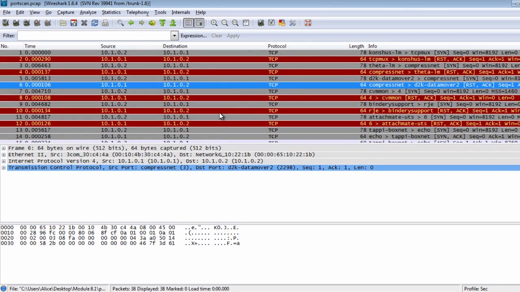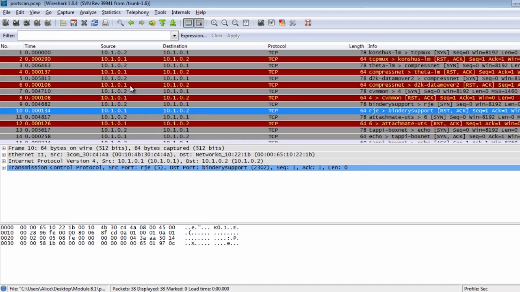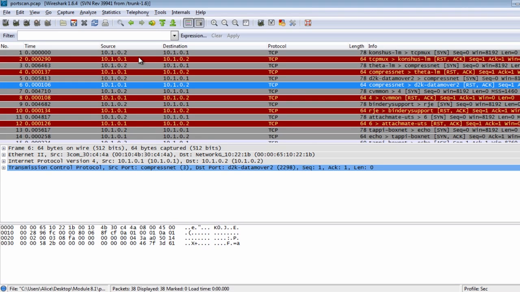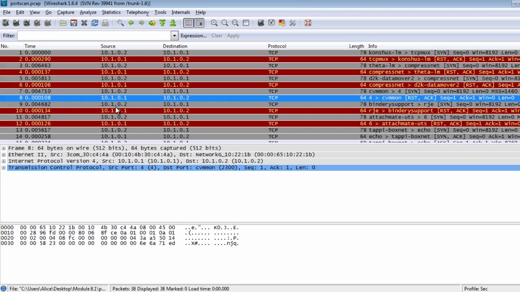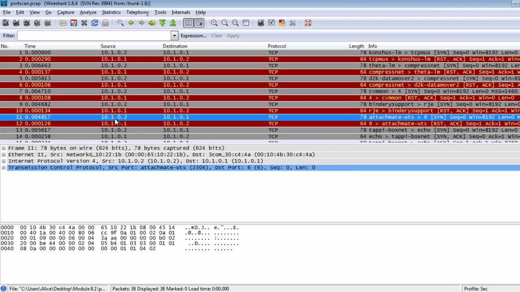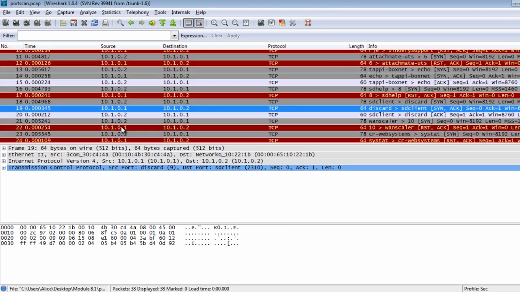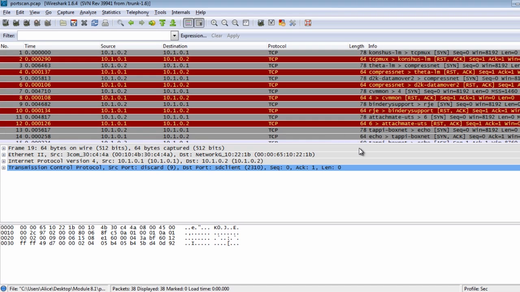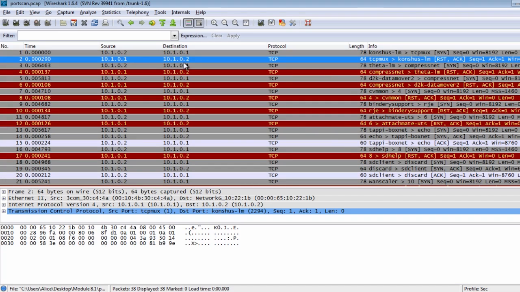We see the TCP packets sent by the computer identified by the address 10.1.0.2 to a computer identified by the address 10.1.0.1. This is very chaotic. If we look at the destination port, it appears that each packet is sent to a different port. Every connection request is addressed to a different port, and each time the destination computer responds with a reset.